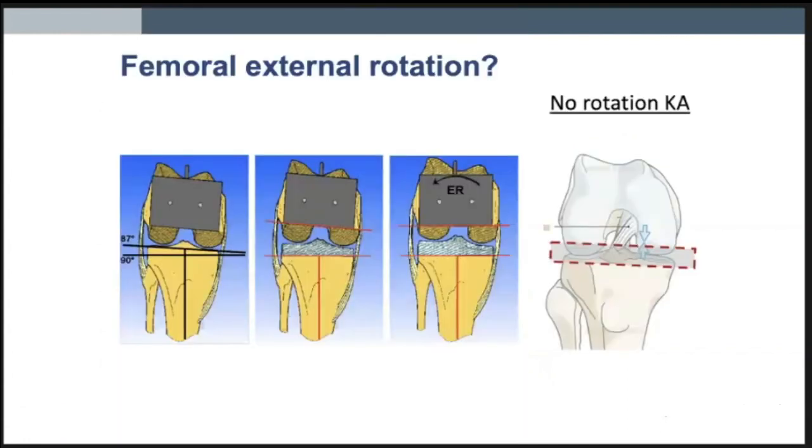So what happens with the femoral external rotation? With the kinematic alignment technique, we do not add some rotation to the femoral implant. So we want to create a symmetric resection of the posterior condyle. So we will maintain the native femoral rotation. It's a resurfacing of the femoral bone.